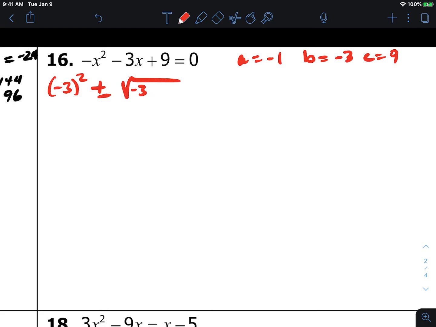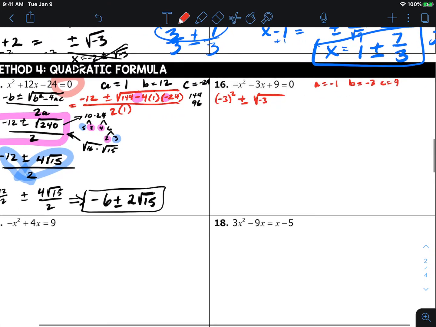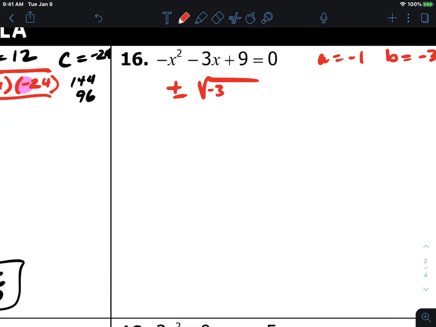What did I do? I made a big mistake. See it? There we go. I threw the b squared in too early. B squared is going to go in the parentheses. That's going to be negative b, right? Negative boy. So negative 3 is going to make that positive 3. Plus or minus negative 3 squared, which will make that a 9, minus 4a, negative 1, c, 9.